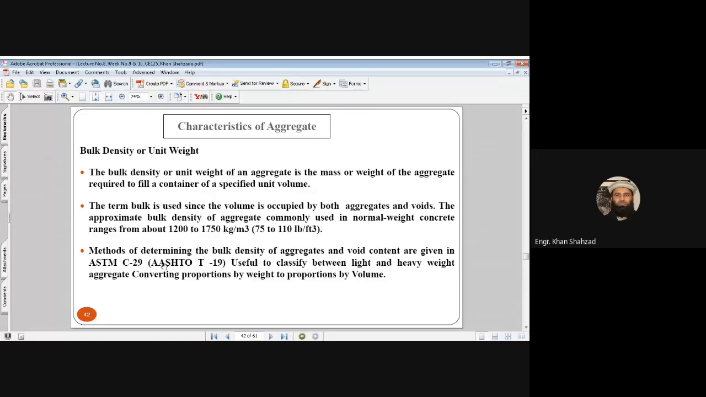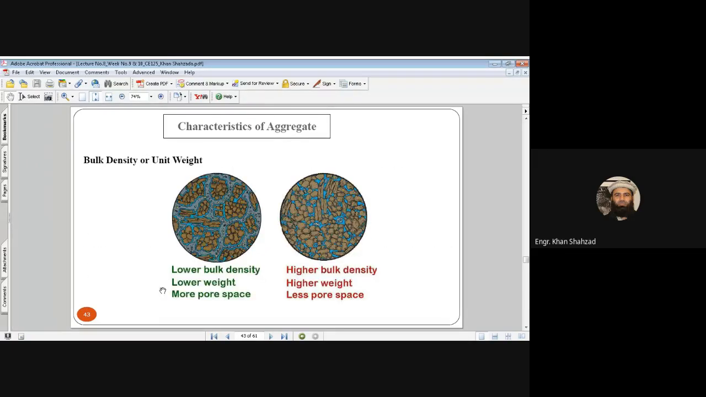Anyone in the class who can tell me what AASHTO stands for? AASHTO stands for American Association of State Highway and Transportation Officials. The document is T19, so all these details are available in these documents. Now, the bulk density or unit volume. I have tried to explain this with the help of these figures. So we have this one figure and we have this one figure.